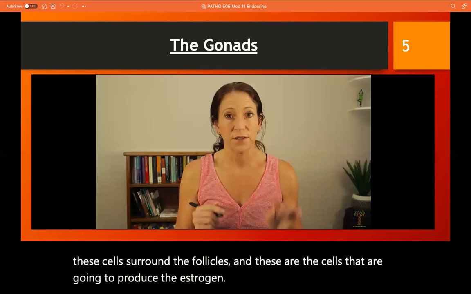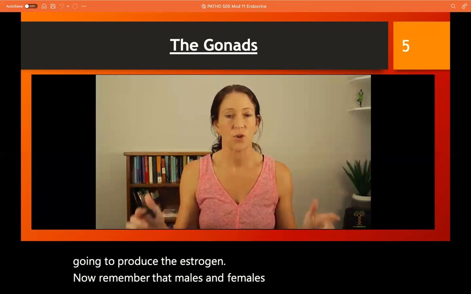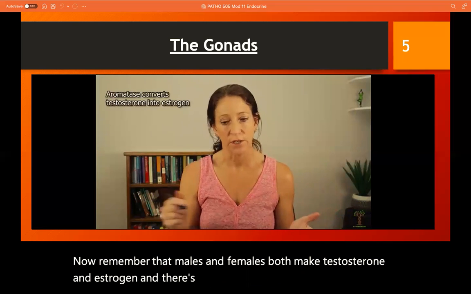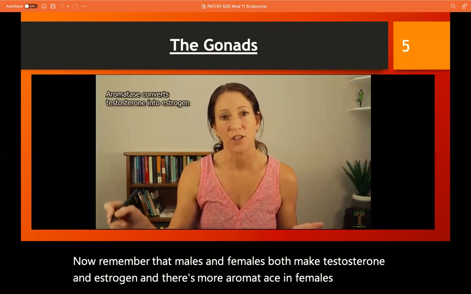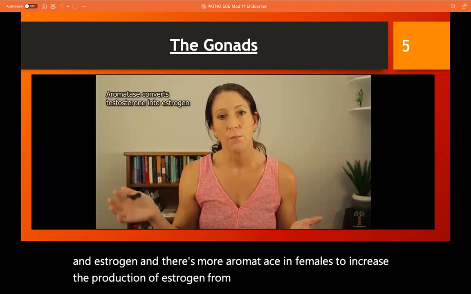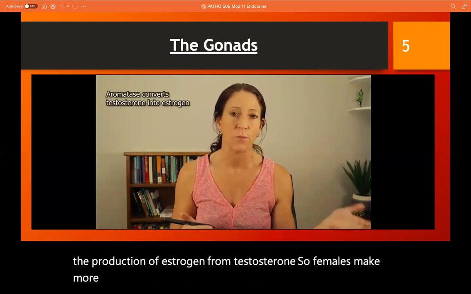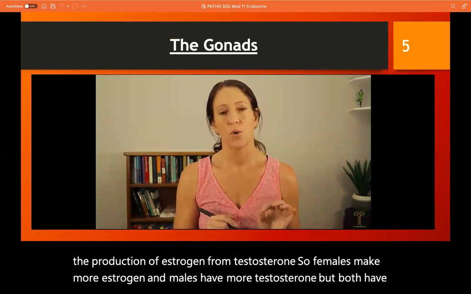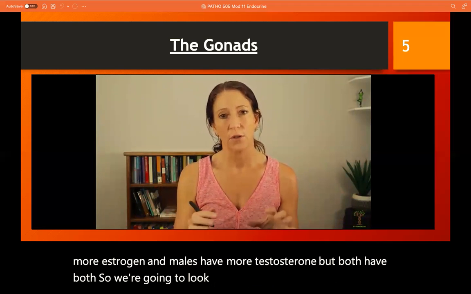Now remember that males and females both make testosterone and estrogen, and there's more aromatase in females to increase the production of estrogen from testosterone. So females make more estrogen and males have more testosterone, but both have both. So we're going to look at how the follicle develops.